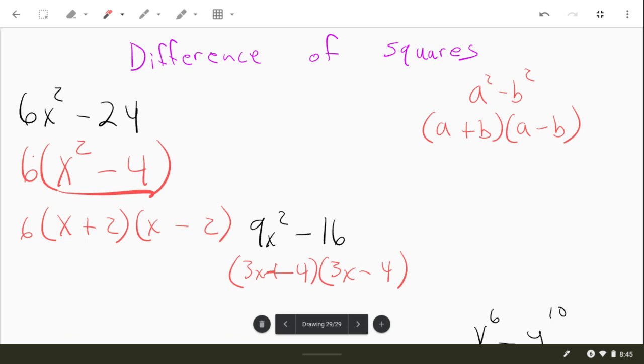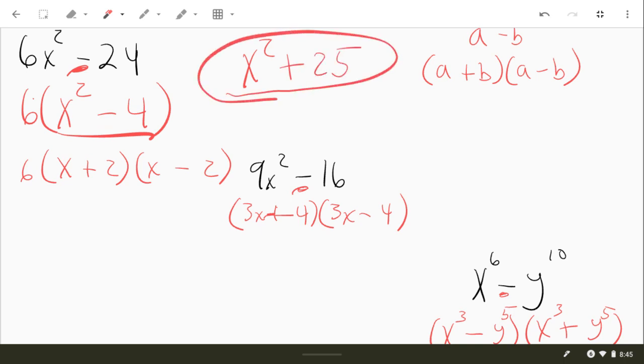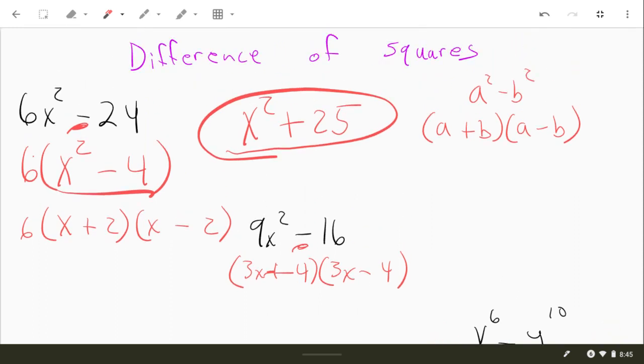Okay, so notice all of these, all 3 examples, it was a minus sign in the middle. Okay, if it were a plus sign in the middle, like x squared plus 25, this would not factor. Okay, so the difference of squares, it has to be a subtraction in the middle.